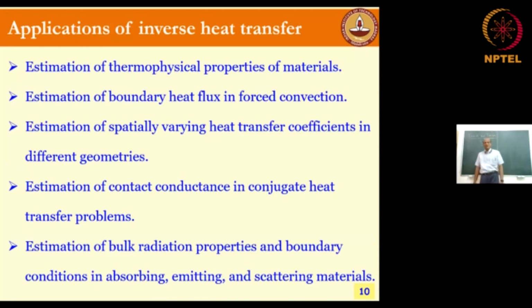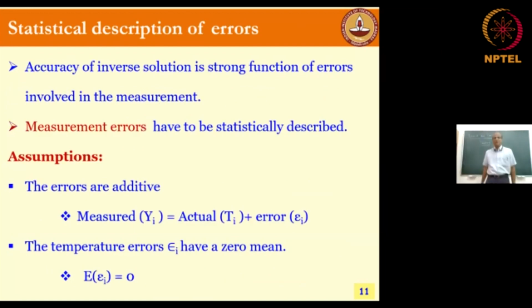Then estimation of bulk radiation properties: absorptivity coefficient, emissivity coefficient, scattering parameters in radiative transfer problems. The accuracy of the inverse solution is a strong function of errors involved in the measurements. Measurement errors have to be statistically described. That's very important. First, the errors are additive. Measured value equals actual plus error. This error could be the error in your instruments.